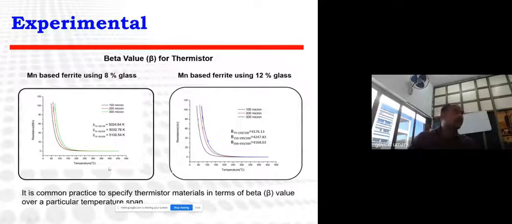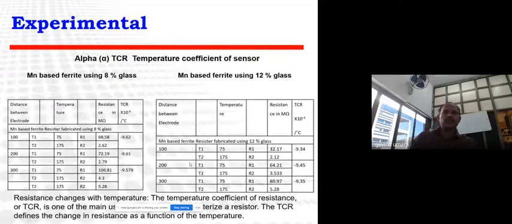So in this case, the beta value we have defined comes in the range of 5000 K, and for 12% glass, we got the beta value in the range of 4,200 or so. So this also we have to mention in the data sheet.